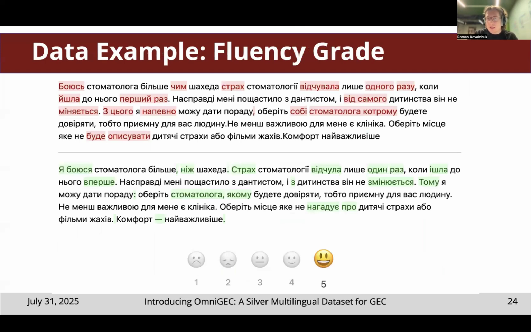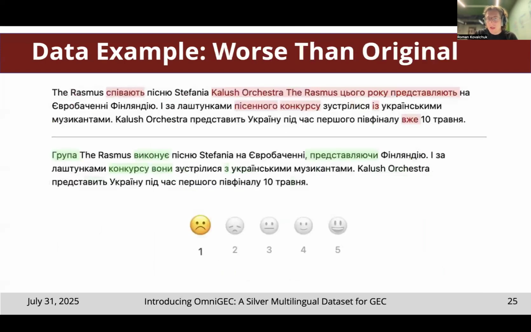Here is an example of fluency grade correction, and more than original correction, where the original meaning has been changed by the LLM.